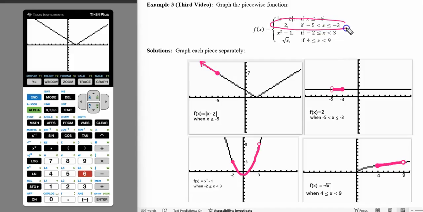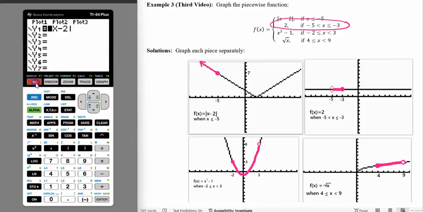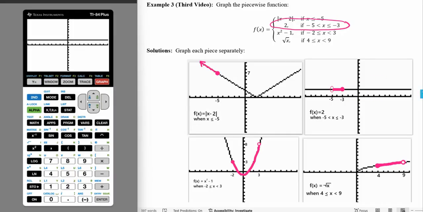So the next thing I'm going to do is draw the graph of that. And I'm only going to include the piece that I've been told to get. So the graph of y equals 2, or f of x equals 2, is a horizontal line that goes through 2 on the y-axis, but I only want that piece when my x values are strictly greater than -5 and less than or equal to -3.